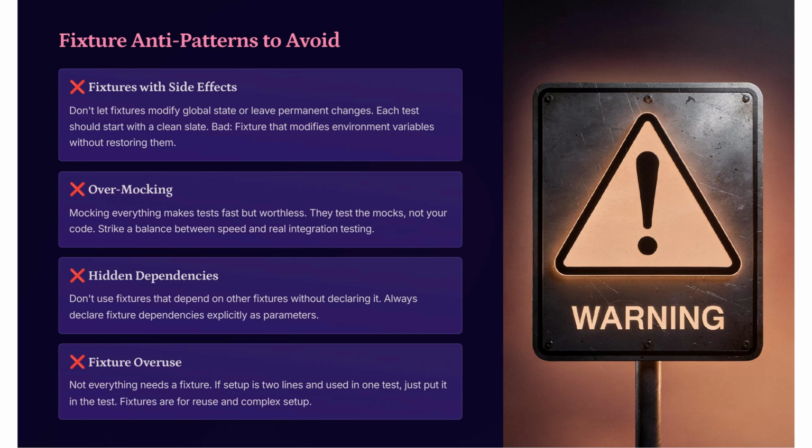Avoid fixtures with side effects. They should not alter global state or leave permanent changes. Over-mocking can lead to tests that validate mocks instead of actual code. Ensure fixture dependencies are declared explicitly to avoid hidden dependencies. Use fixtures judiciously. Simple setups used in a single test don't require them.